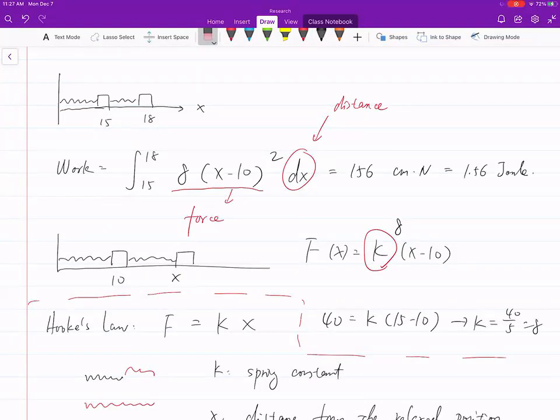Very good. Okay, so here I skipped. You can do it yourself. It's a very easy integral to do.